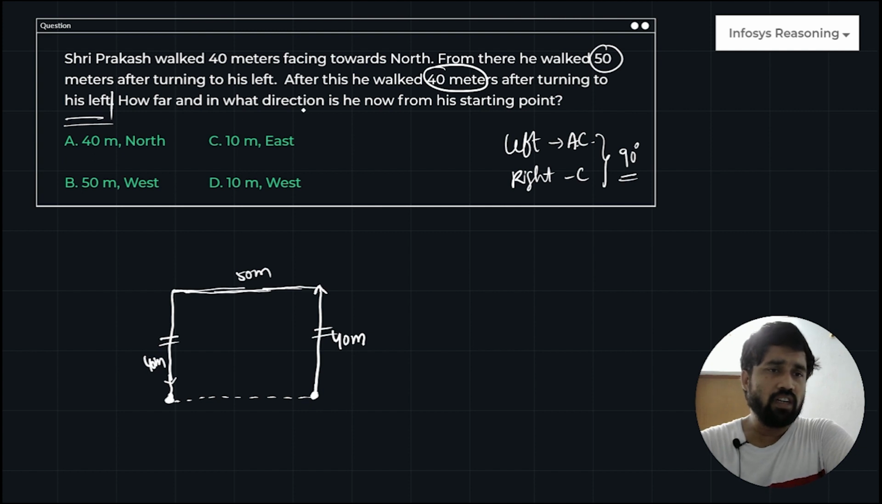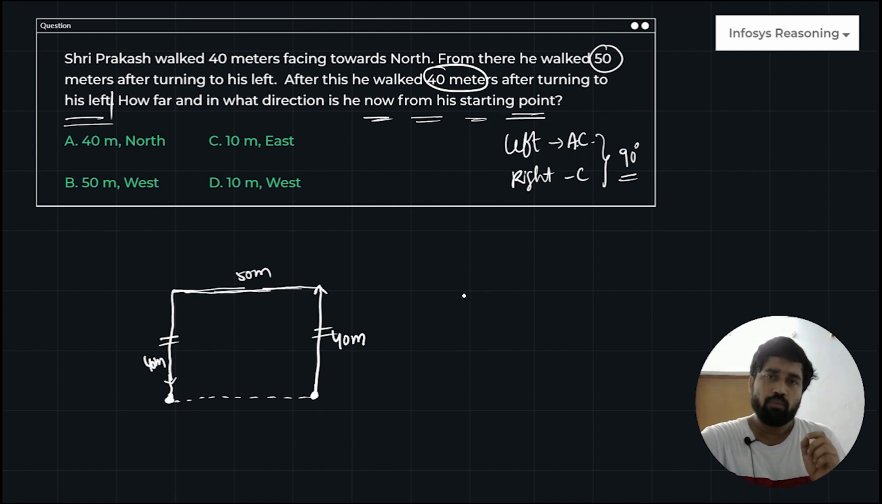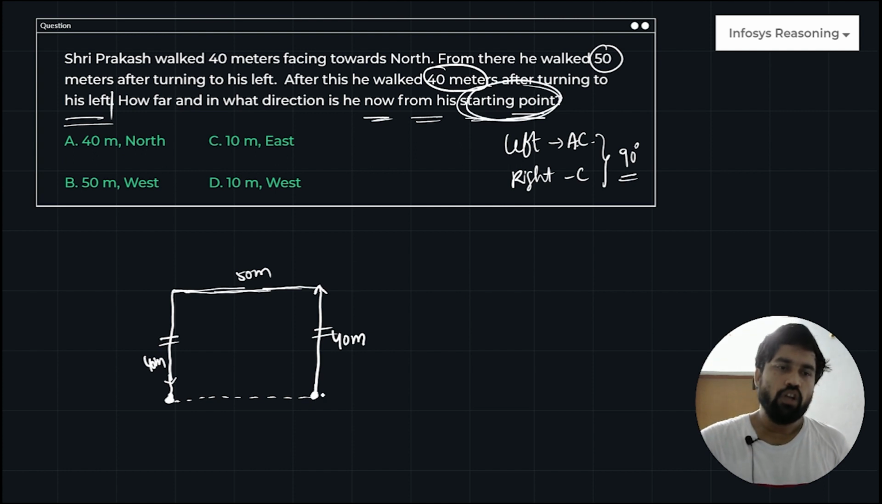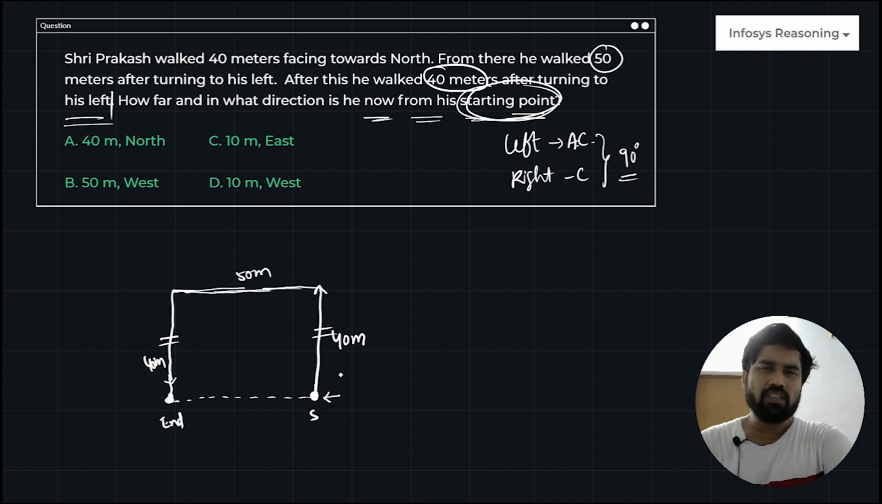How far and in which direction is he now from his starting point? Remember guys, the problem depends on the starting point, so you need to solve this problem from the perspective of the starting point. So this is the starting point and this is the ending point, right? To solve this type of problem, I suggest students use a simple technique: draw an arrow from starting point to ending point. That's it, very simple.